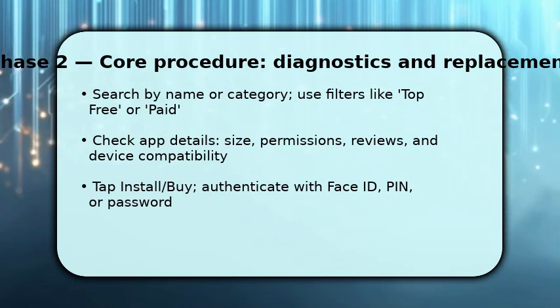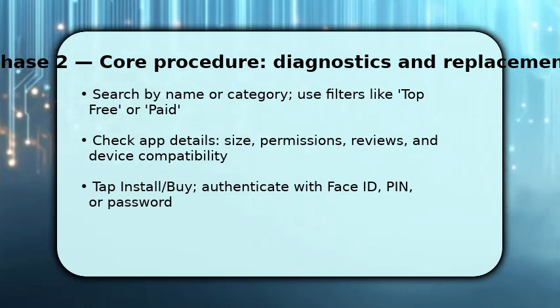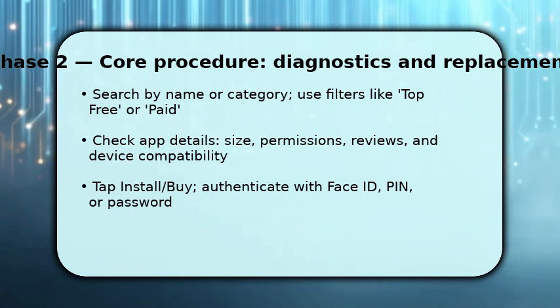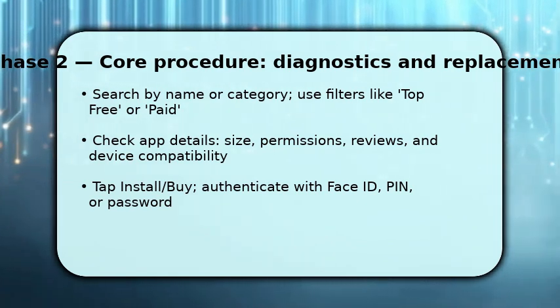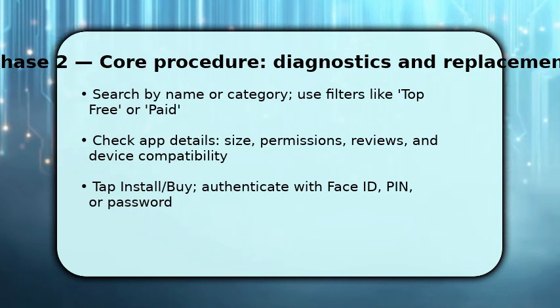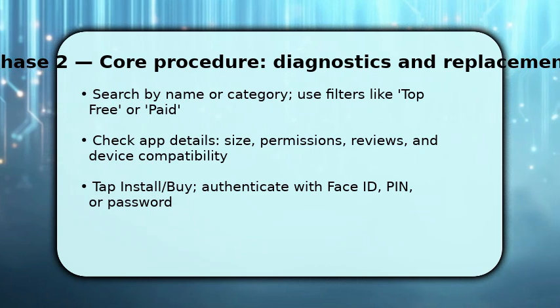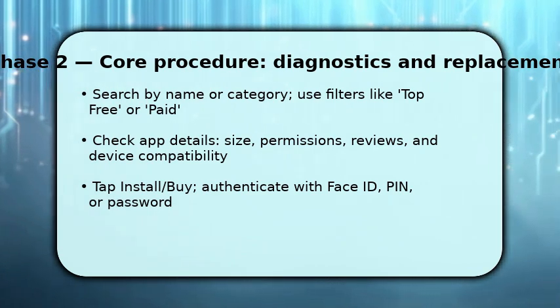You'll now search and evaluate apps. Type the app name or browse categories and apply filters such as top free or paid to narrow choices. Make sure to open the app page and scan size, required permissions, user ratings, and T800 Ultra compatibility. This avoids installing huge or incompatible packages.